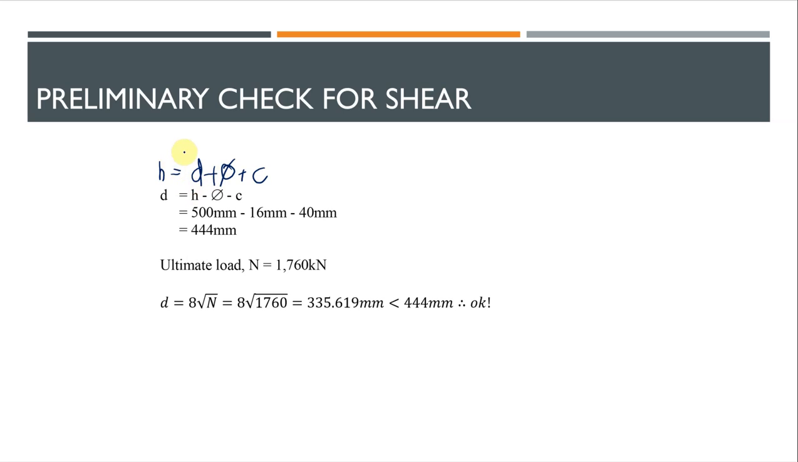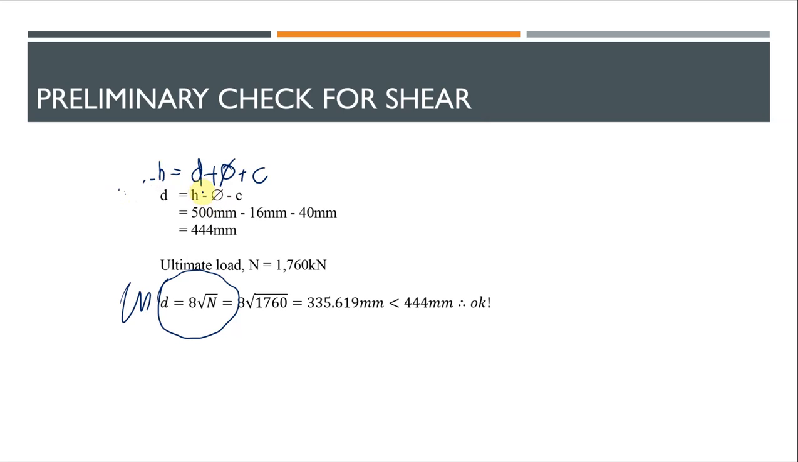Okay, but because we actually want to find the value of d, why do we need to find the value of d? Because we have this formula. So this formula is actually for checking d, so we must make sure that whatever value we get here must be less than the d we get from this formula. The d here must be lower than the d value above.